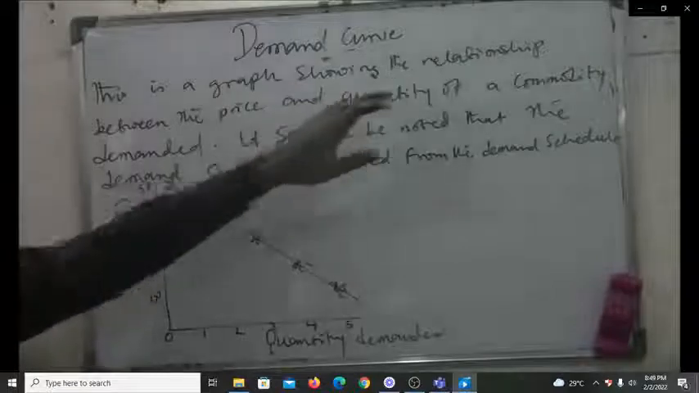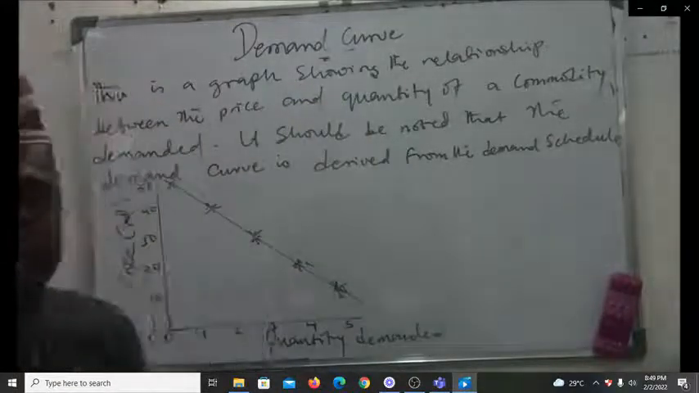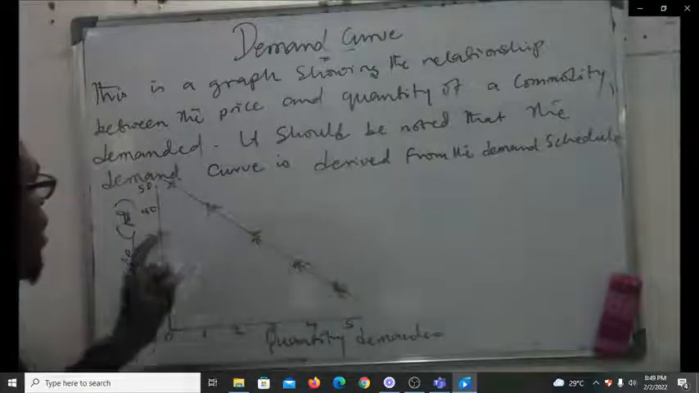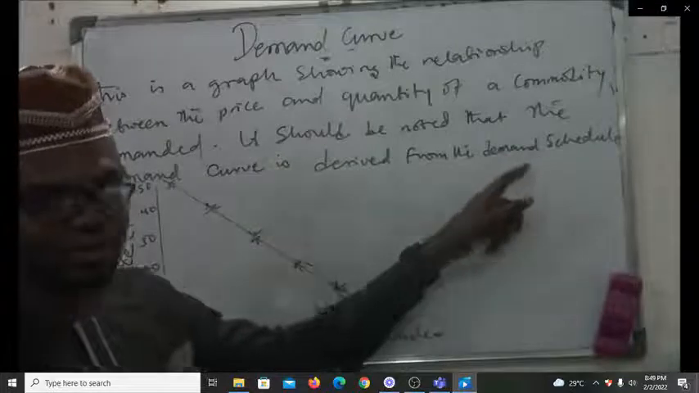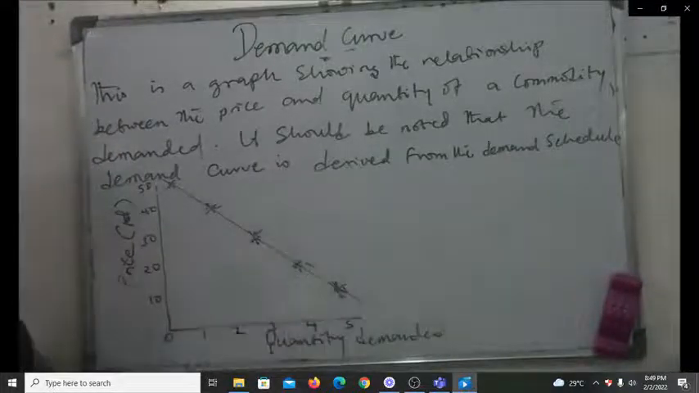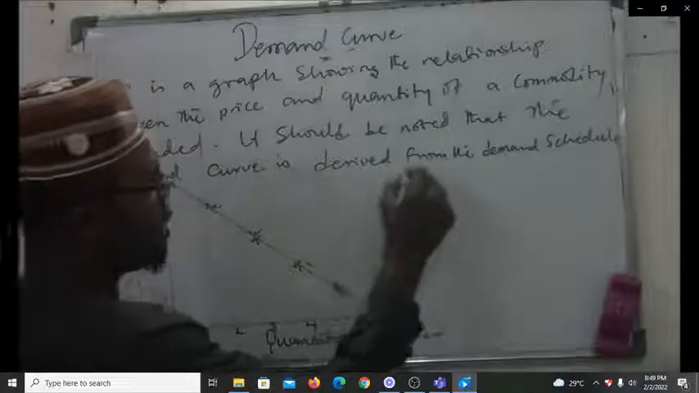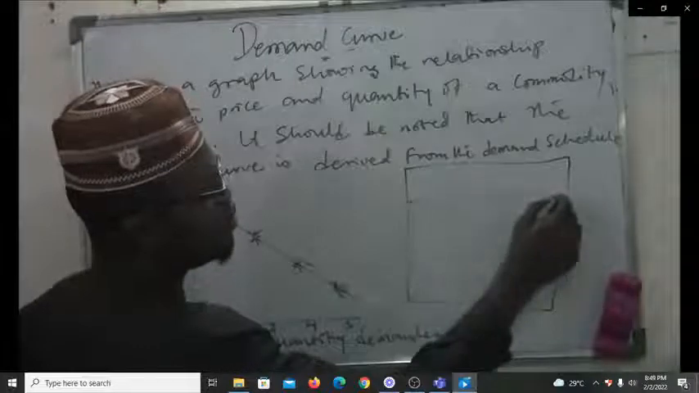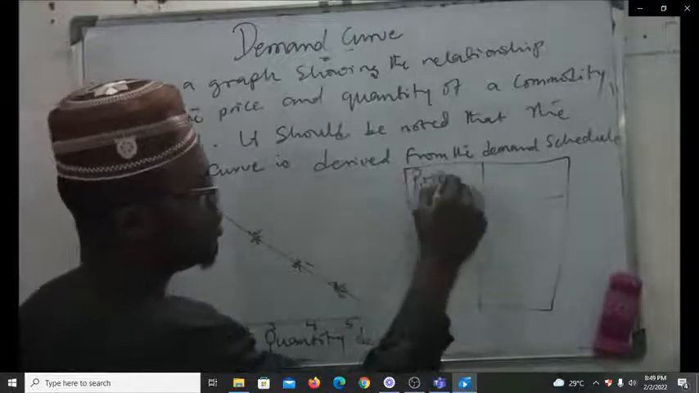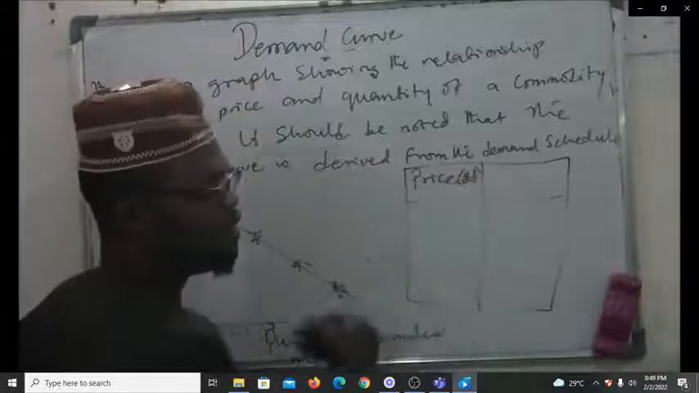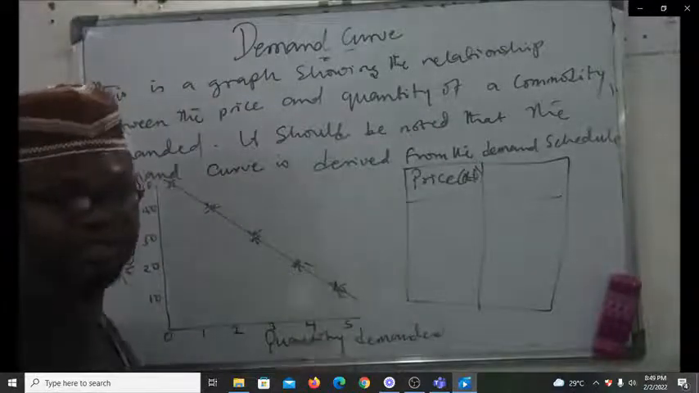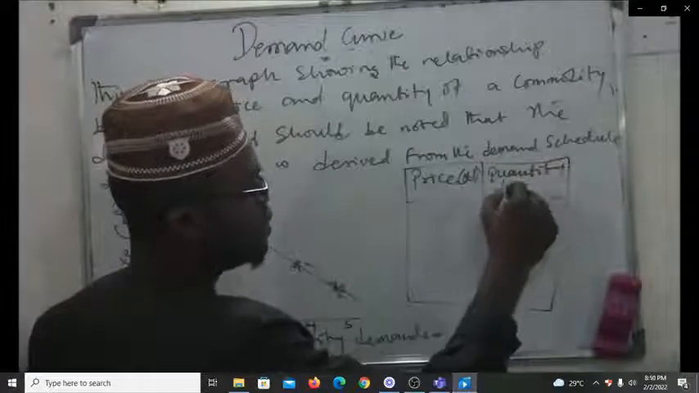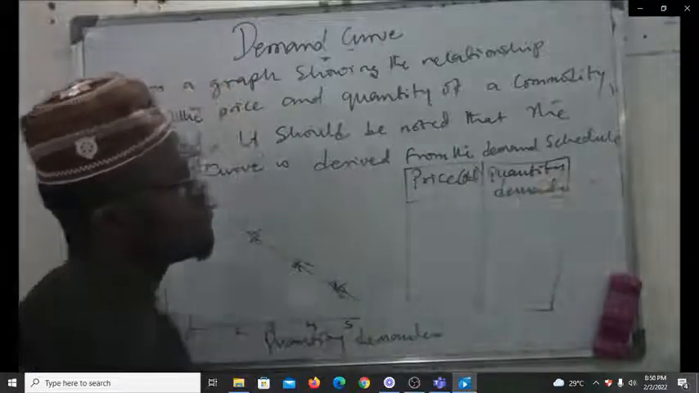Both of them are showing the relationship between the price and quantity demanded. Now, you derive your demand curve from your demand schedule. You can always plot this graph using the table of the demand curve. So let's say you are given this table. This is the table you are given. And I told you that every demand schedule has price, in Naira. For Nigeria, it can be in dollar, you understand? Then after the price, what do you have here? Quantity demanded.